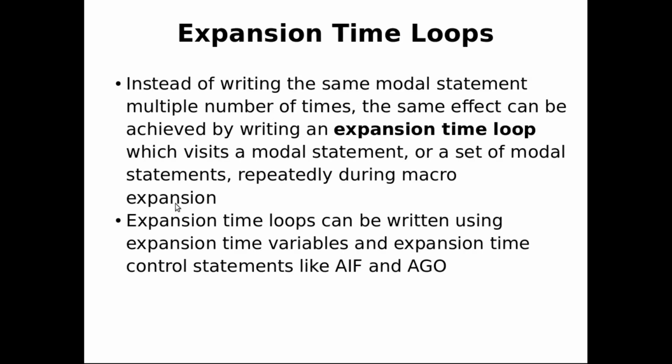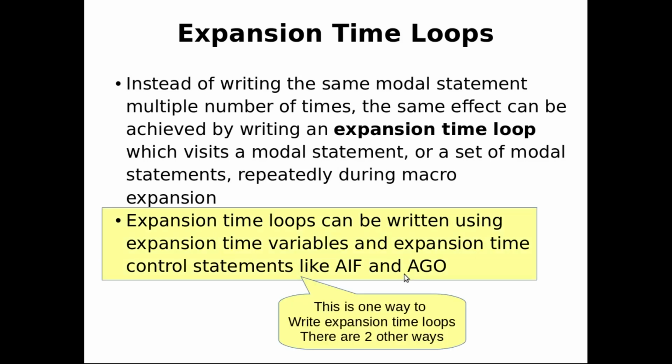Now in the previous example we repeated the same model statement multiple times, but instead of writing the same model statement multiple number of times, the same effect can be achieved by writing an expansion time loop which visits a model statement or a set of model statements repeatedly during macro expansion. Now as I said, one way to write the expansion time loops would be by using expansion time variables and expansion time control statements like if and go. This is only the first method. There are 2 other ways to write expansion time loops. We will see that later.